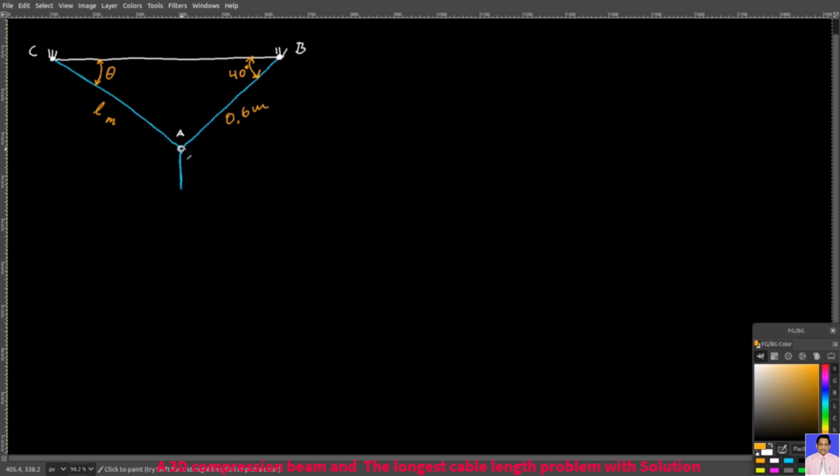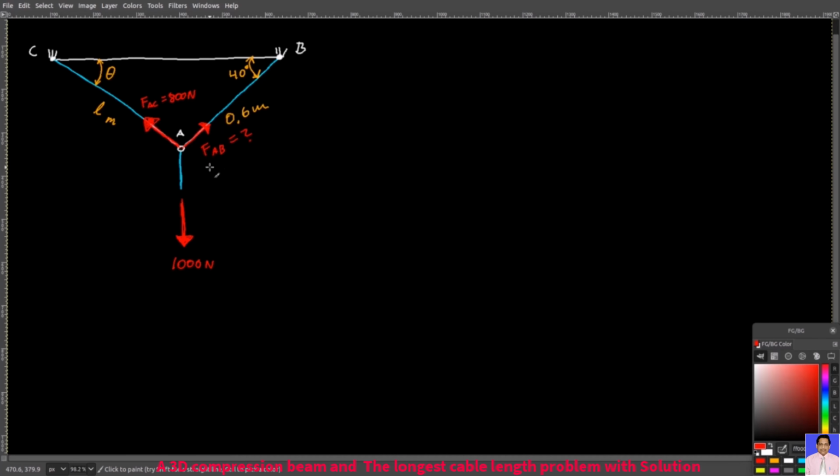Now you see that the wire that goes from A to B is 0.6 meters long. And the angle here between this wire and the ceiling is 40 degrees. And then on the other side, the length of the wire is unknown. And also the angle theta is unknown. And so you have a force here that points down, and it's 1000 newtons. Then there is another force that goes from A till C, and that's 800 newtons. The force AB is unknown.